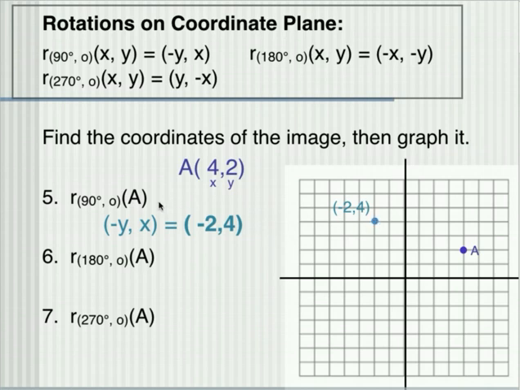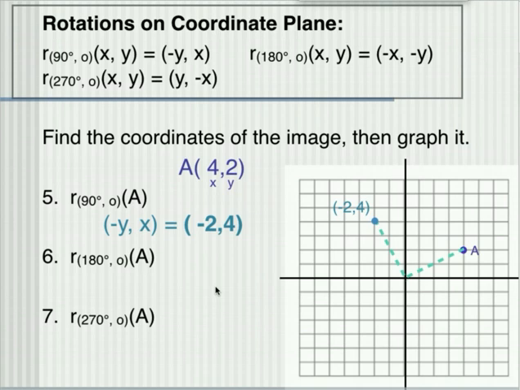Now, what I want you to do is use a ruler to draw a line connecting your negative 2, 4 to your origin, and also use your ruler to draw a line connecting your original pre-image point to the origin. Do that, and you're going to notice that it does look like a 90-degree rotation about the origin.